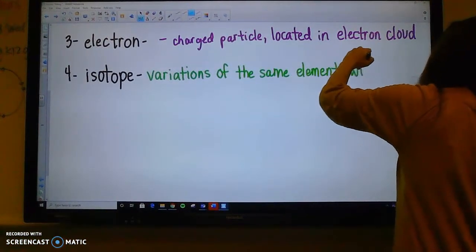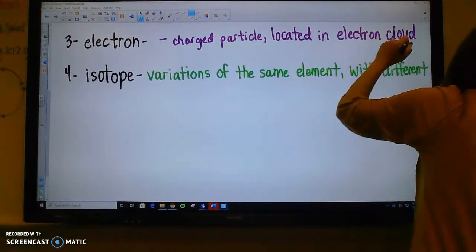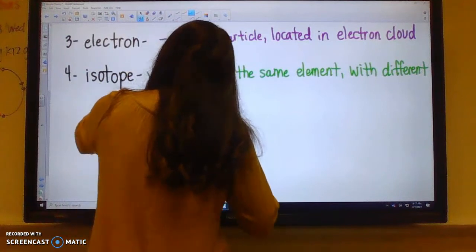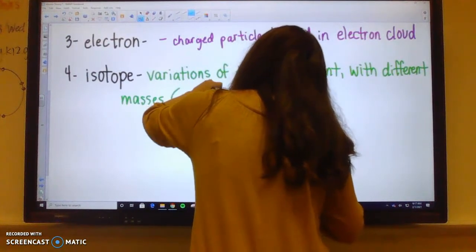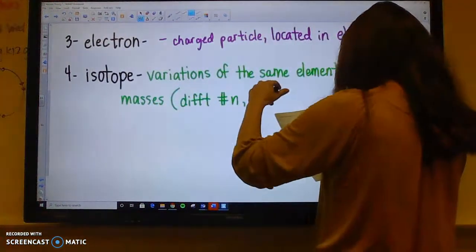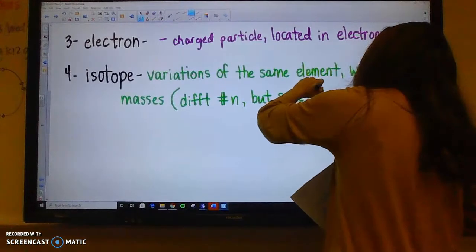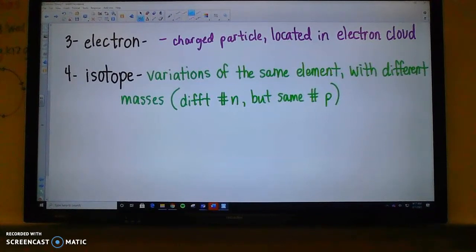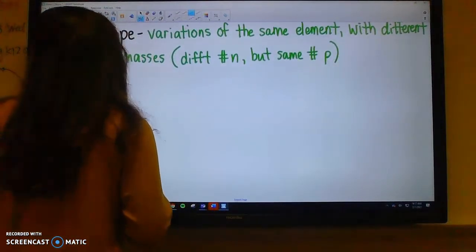They have different numbers of, does anybody know what's different about isotopes? The masses are different. They have different masses, and what contributes to the different masses, I'm just going to abbreviate this, different numbers of N for neutrons, but the same number, if it's the same element, it's the same number of protons. All right? So I'm going to give you an example of this, because you just might see a question like this on a test coming up.